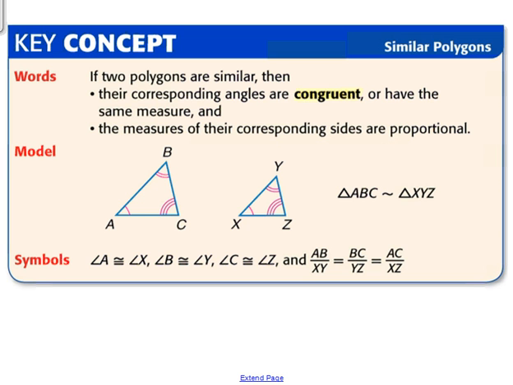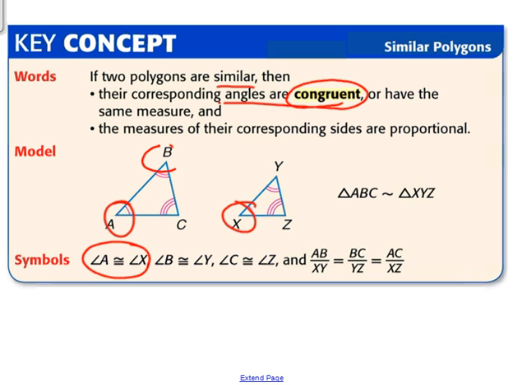Let's try and summarize what we've learned here. If two polygons are similar, then their corresponding angles are congruent, which means equal. So in this case, angle A would be equal to angle X. Angle B would be equal to angle Y. Angle C would be equal to angle Z.